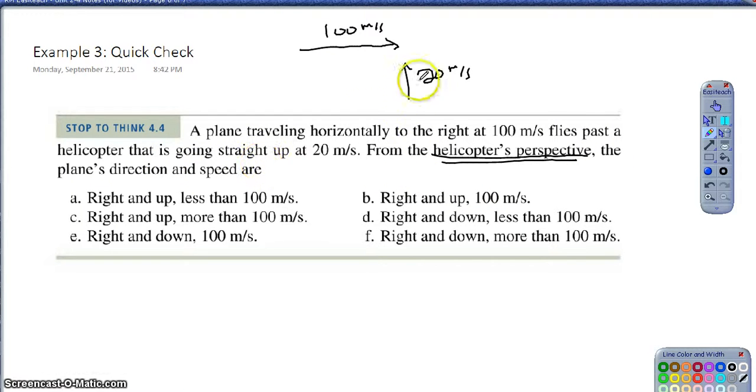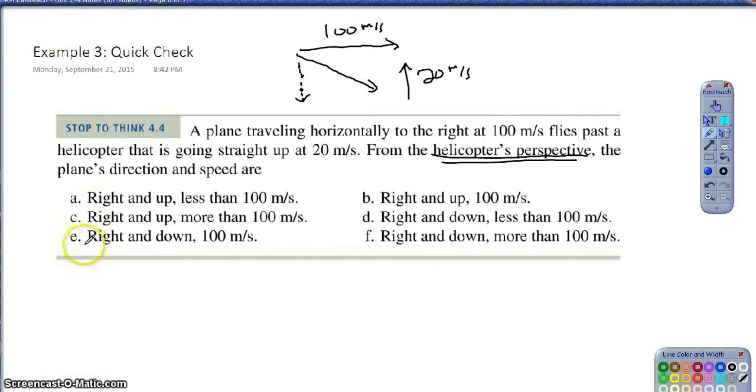As the helicopter is going up, the plane still looks like it's moving to the right, but as the helicopter goes up, it actually looks like the plane is dropping down towards the helicopter. So the plane's resultant, with respect to the helicopter, ends up looking like it's going to the right and down.